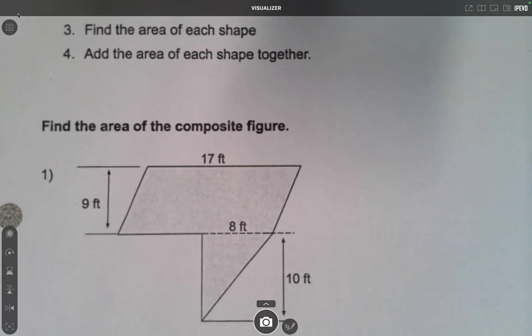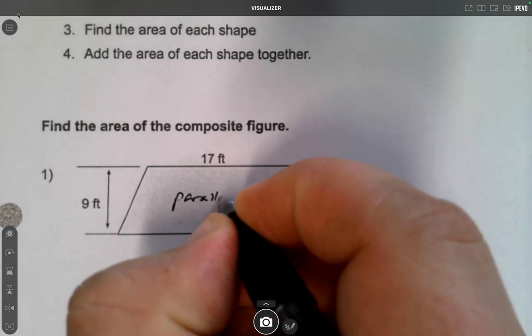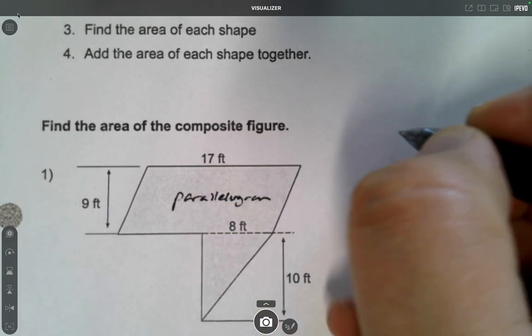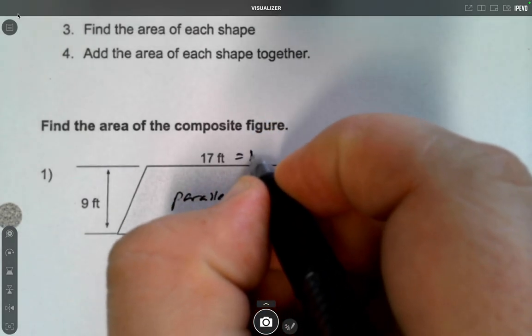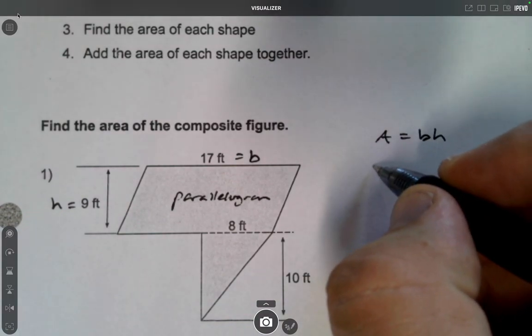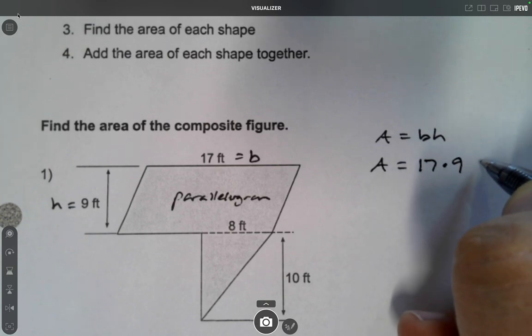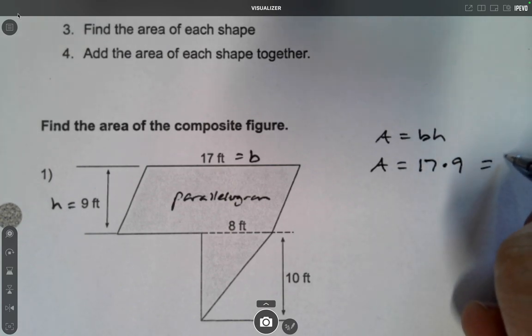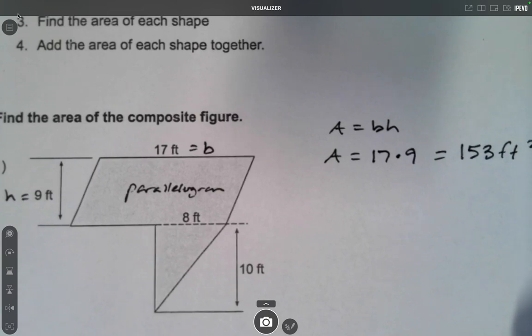So here's our first example. So our shapes. This is a parallelogram, which is area equals base times height. The base is given to us right up here. That's our base. And over here is our height. So those are the pieces we need for the parallelogram. The base is 17. The height is 9. If you multiply those together, you get 153 square feet. So that's the area of the parallelogram.